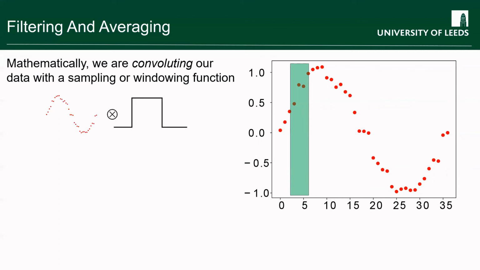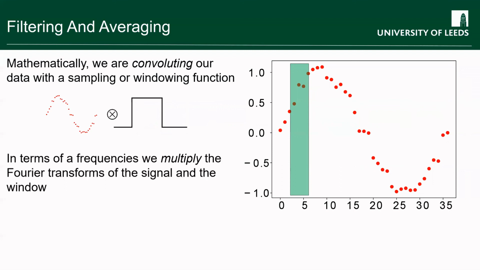Mathematically, what we're actually doing there is convolving the data we sampled with a windowing function. In this case, the windowing function is zeros, then a block of ones, and then zeros again, meaning that we don't count any of the data before our averaging window. We then count all the data in the averaging window equally, and then we ignore the rest of the data there. You've probably done a little bit about convolution in Maths 4. We don't actually need to know about the maths particularly for this.